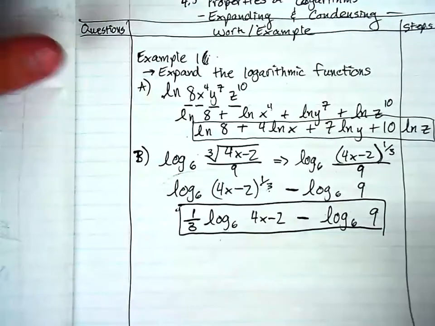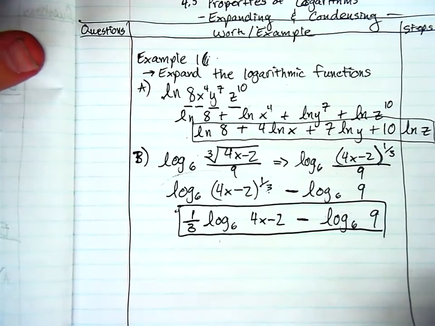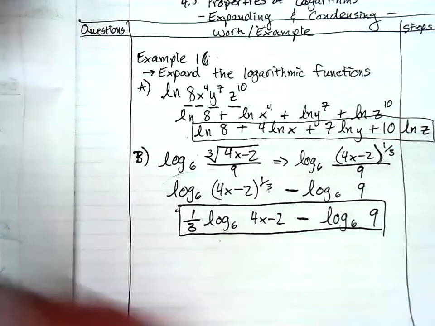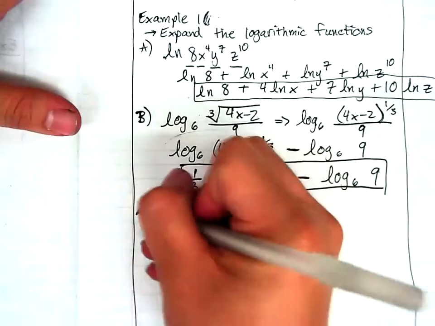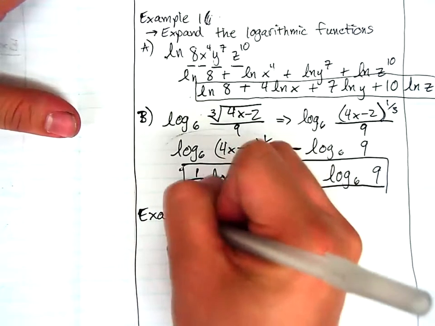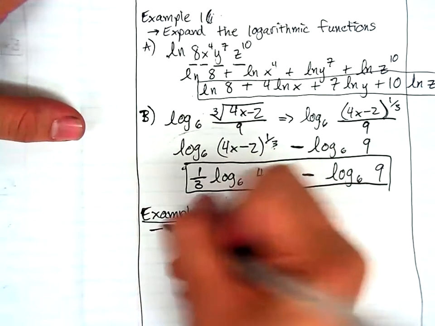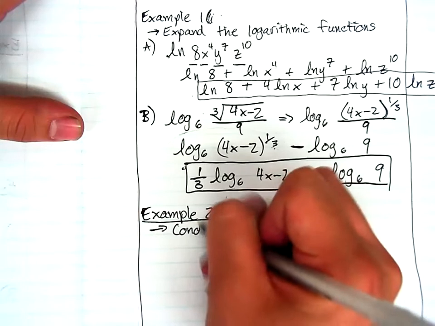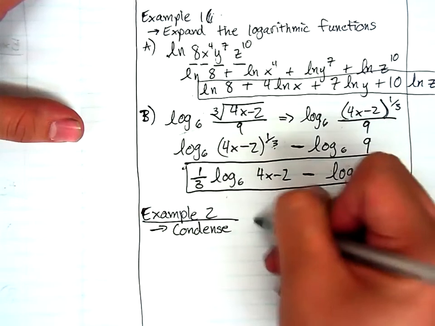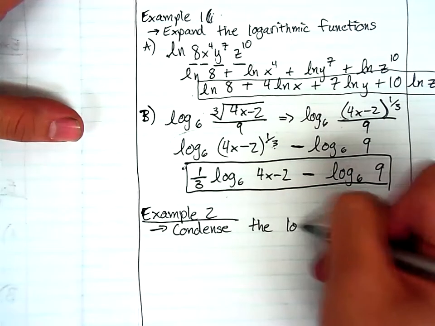Now the expansion part is probably a lot easier than the condensing, because with condensing you also have to go in a certain order and make sure that you get every single component. So example 2, we're going to condense the log functions.